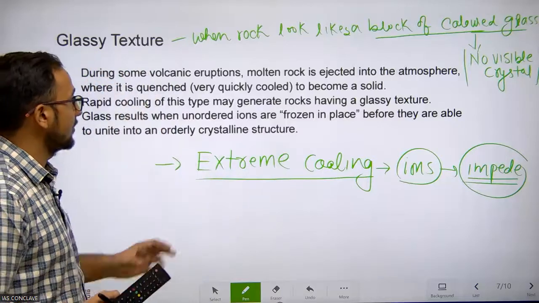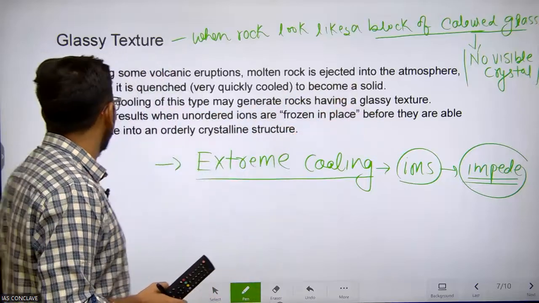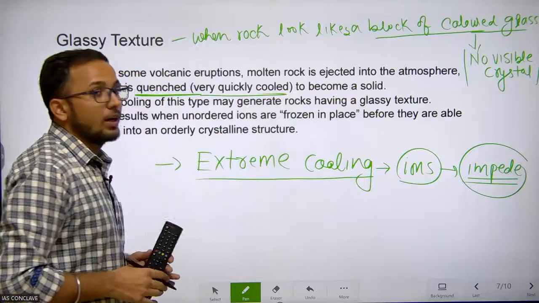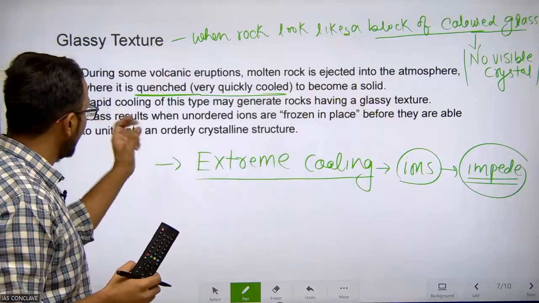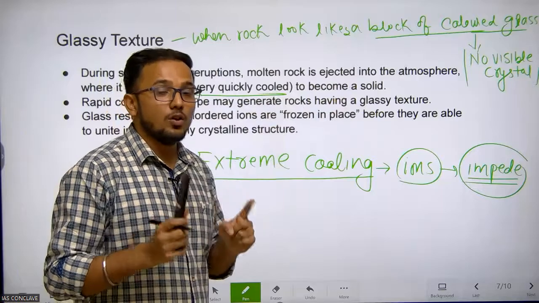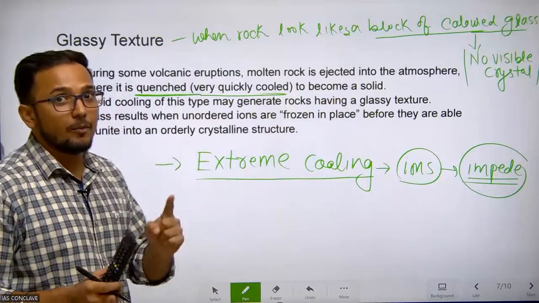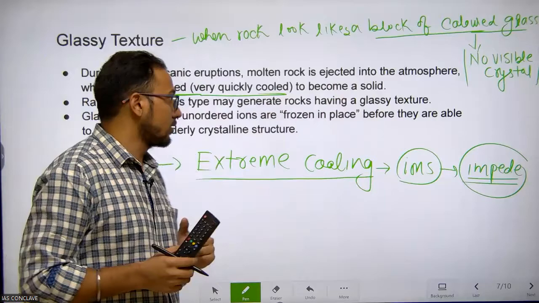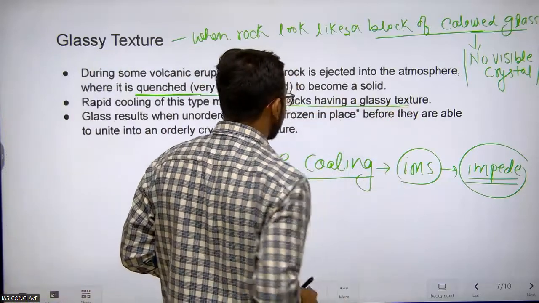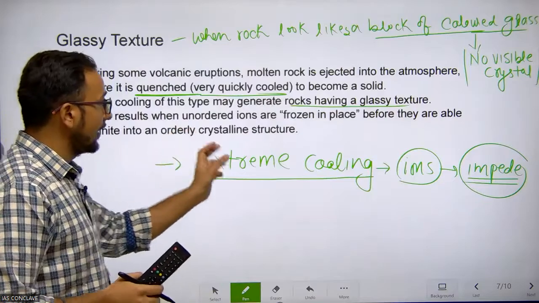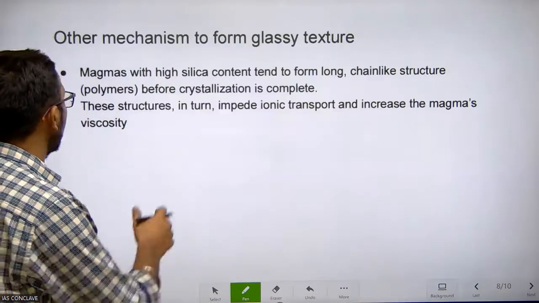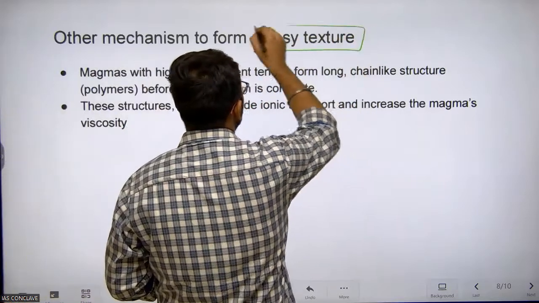During some volcanic eruptions, molten rock is ejected into the atmosphere where it is quenched. Quenched means very quickly cooled to become a solid. Whenever magma erupts and is quenched, very quickly cooling, it becomes a solid without crystal formation, because the cooling rate determines both crystal shape and size. So rapid cooling of this type may generate rock having glassy texture. This is how cooling rate affects the glassy texture. There are also other mechanisms that form glassy texture.